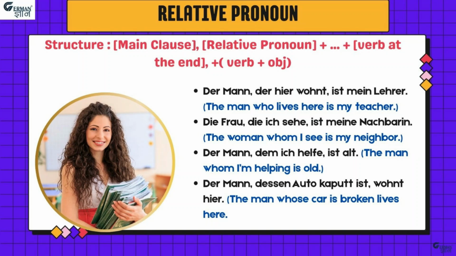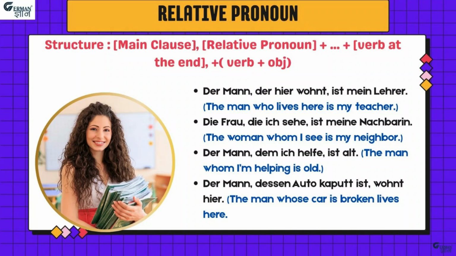So your sentence will be der Mann, comma, der hier wohnt, comma, ist mein Lehrer. What I have written, first I have written der Mann, which is a part of the main clause. Then I have put a comma and then der, which is a relative pronoun. Now because this is a relative pronoun, I will write the verb at the end of this clause. So after the relative pronoun I have written the rest and then the verb, because here it ends the clause.